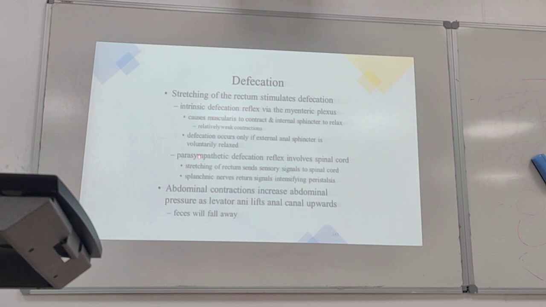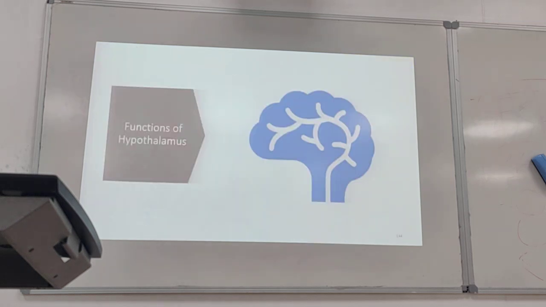What is the role of the parasympathetic system? Parasympathetic defecation reflex involves the spinal cord, S2, S3, S4. Stretch of the rectum sends a sensory signal to the spinal cord. Splanchnic nerves return a signal intensifying peristalsis. Then we have contraction of the abdomen, which increases abdominal pressure, and a difficult word from anatomy, a muscle called levator ani. This is elevating the anus. Levator ani lifts the canal upwards and the feces fall down. This is the story of the defecation reflex.